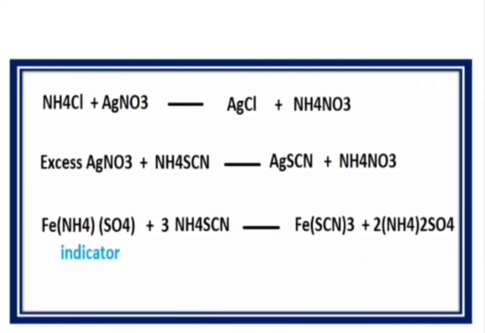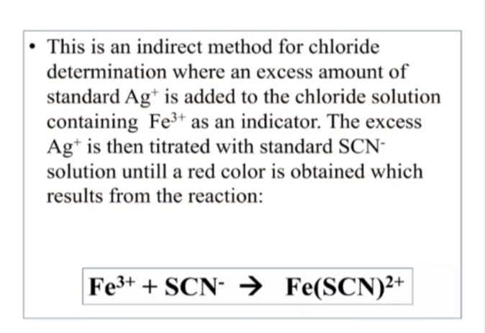Reactions for Volhard's method. It is an indirect method of chloride determination, where an excess amount of standard silver nitrate is added to the chloride solution containing ferric ions as indicator. The excess silver is titrated with the standard ammonium thiocyanate or sodium thiocyanate solution until a red color is obtained, which results from the reaction of thiocyanate with ferric ammonium sulfate ions.